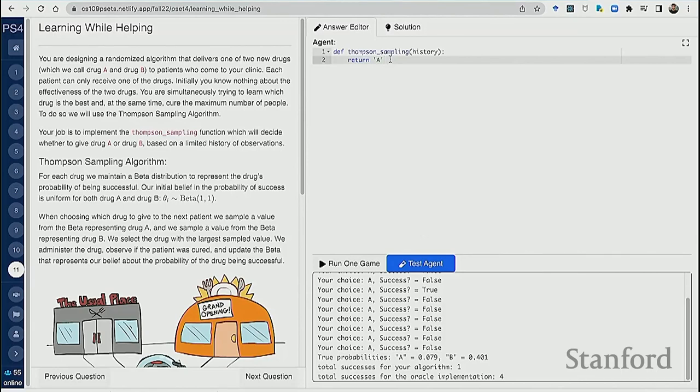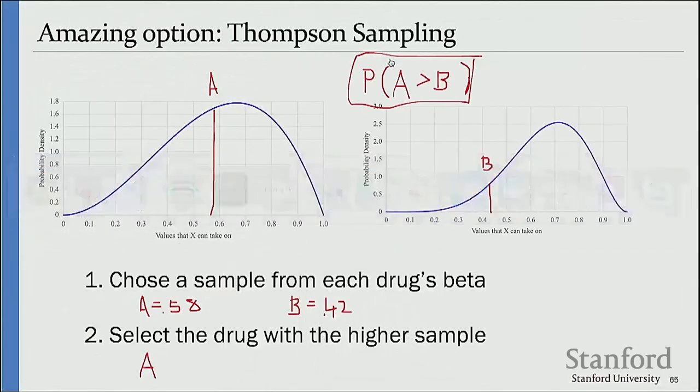I want you guys to implement this Thompson sampling, which will be pretty easy now that you know what a beta is, but feel free to try and come up with a better algorithm if you feel so fit.